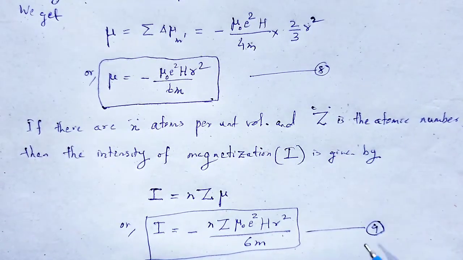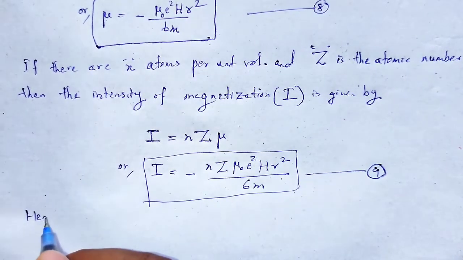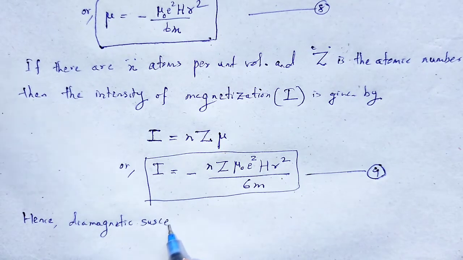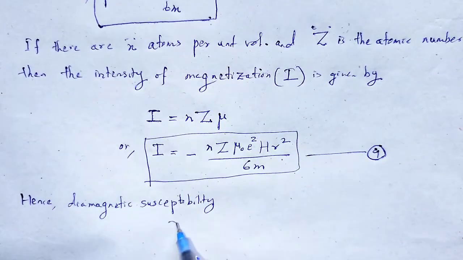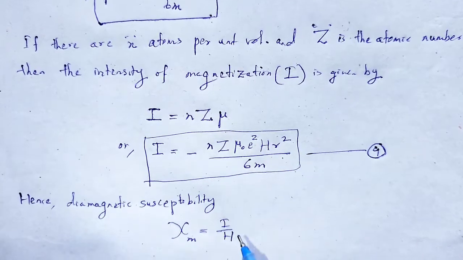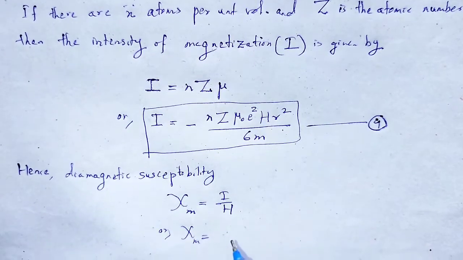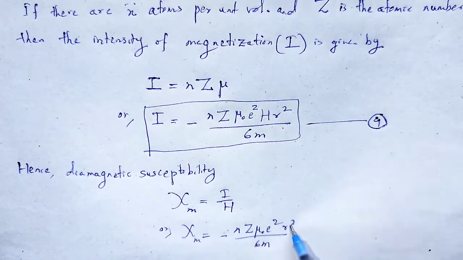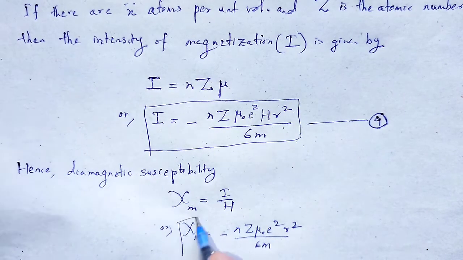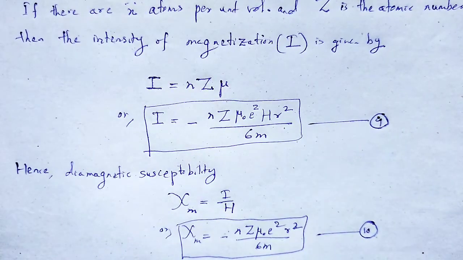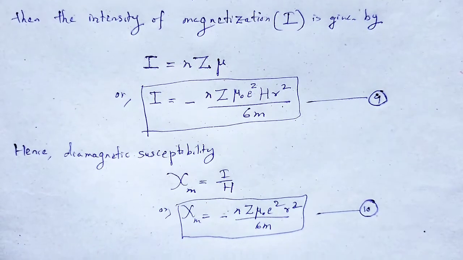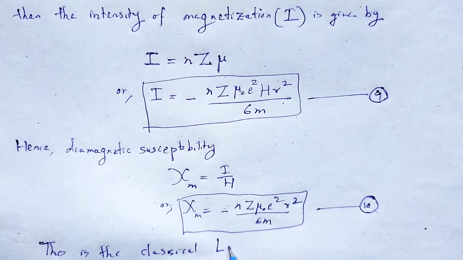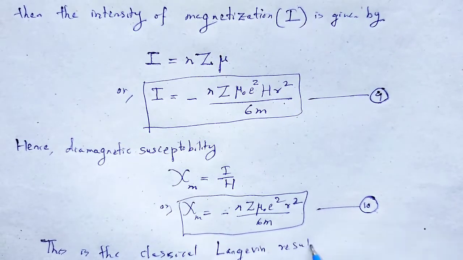From that relation, we also calculate the diamagnetic susceptibility. Hence, diamagnetic susceptibility xi m is equal to I by h, xi m is equal to minus n Z mu naught e square r square divided by 6m. Equation number 10. This is the classical Langevin result.